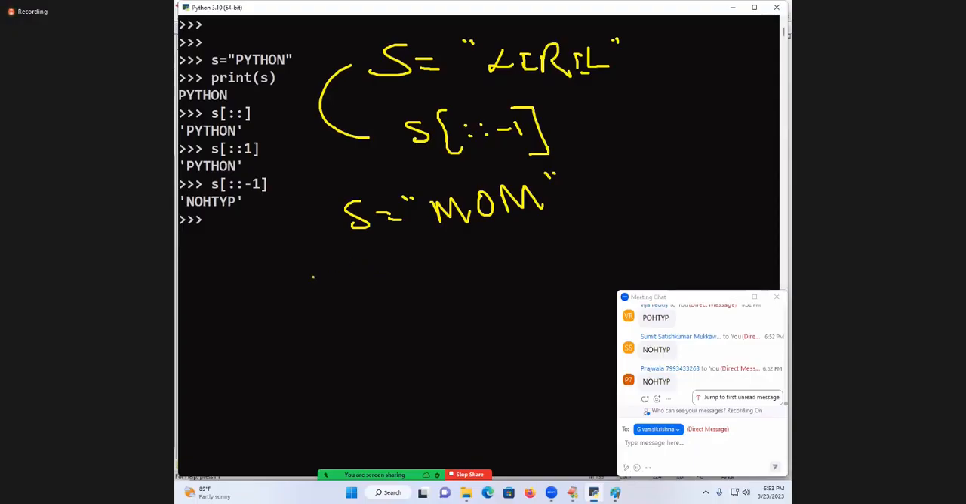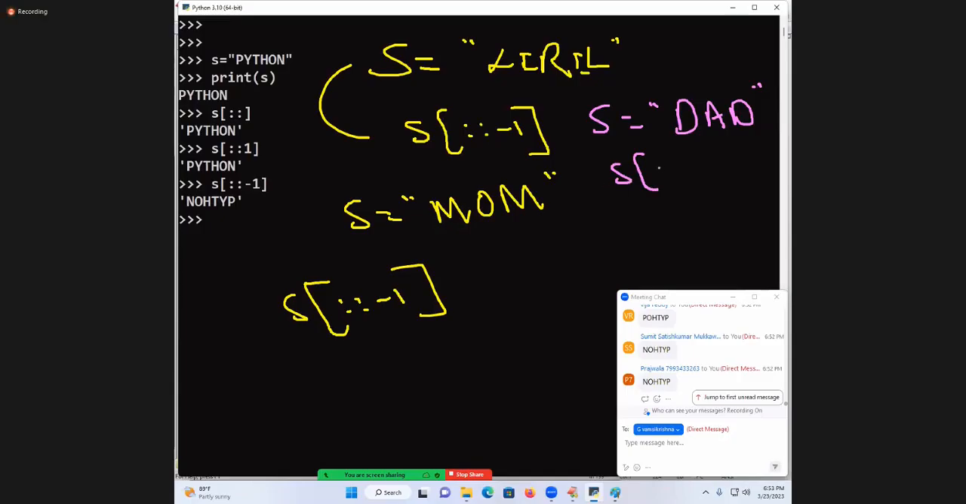What is the reverse also? How do you get the reverse? S of colon minus 1. Now I am taking S is equal to DAD. Reverse. What is that? S of colon minus 1. S is equal to race car, RACECAR. What is the reverse of it? Colon minus 1.